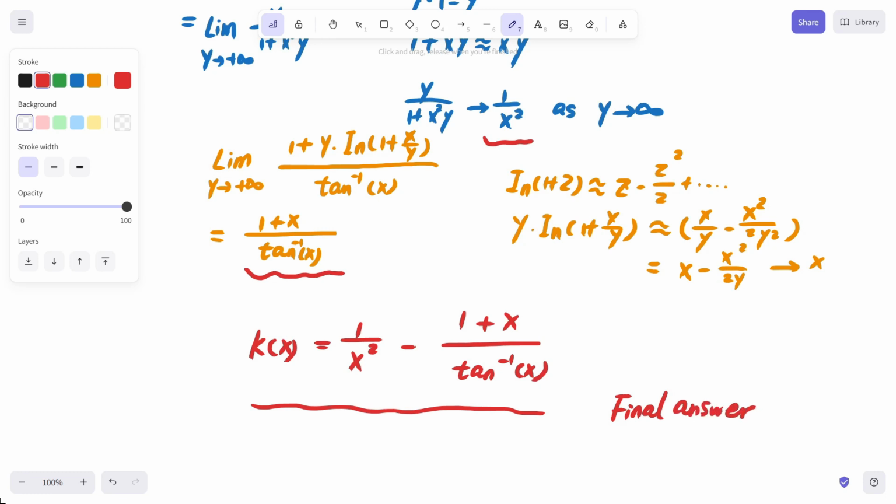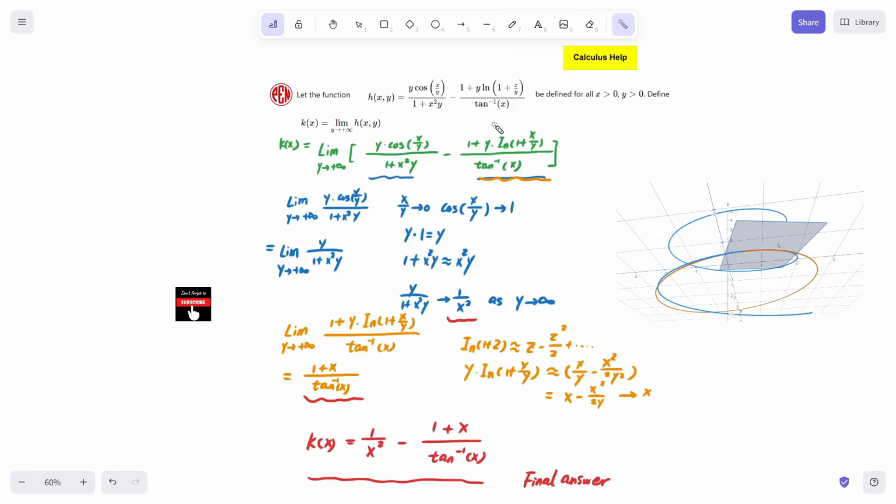Here's something useful to remember. When you're taking limits as y approaches infinity in multivariable expressions, look closely for small parts like x divided by y. They often let you use Taylor expansions or well-known approximations, like cosine of a small number being nearly 1, or logarithm of 1 plus a small number being close to just that small number. Split complex functions into separate parts, work through each term, and stay alert for simplifications.